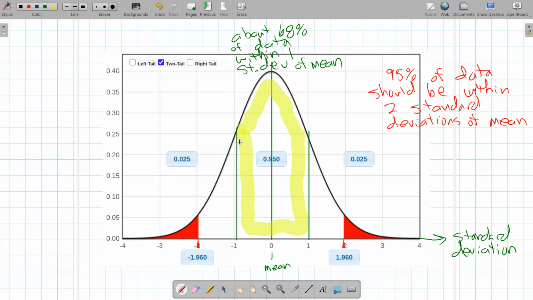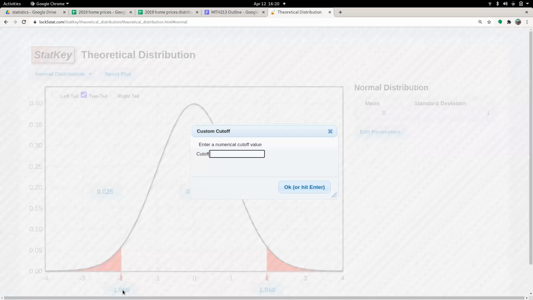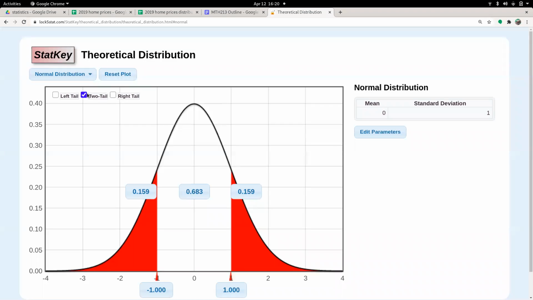Okay, and just take a look at the calculator. So if I come down here on the standard deviation, on the normal distribution calculator and stack key, all of these numbers are clickable. So I can click on them and pick a new one. So if I click and type -1 there, okay. And again, I was on the 2-tail checkbox already.